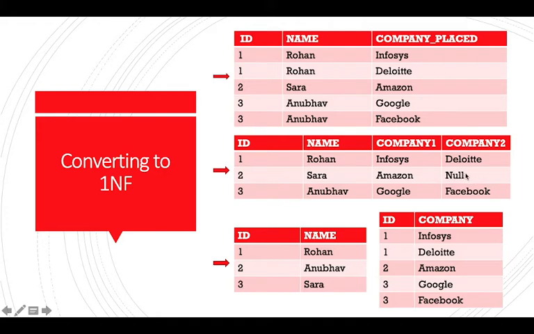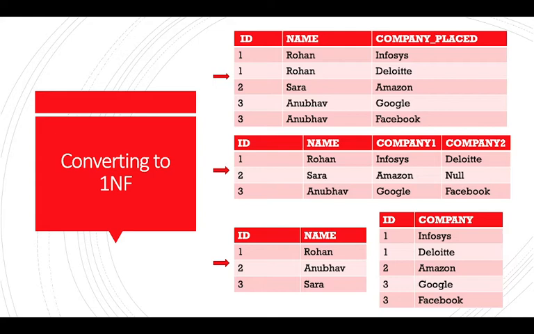But consider here that what if Rohan is placed in say 6 companies and Sarah is placed in one company. So there will be a lot of null values. We'll create a lot of columns, company 1, company 2, company 3, company 4. But in the second tuple there will be a lot of null values. So this isn't the ideal representation because there will be a lot of null values in the table, and we obviously don't want that because it will be very confusing for anyone to access the data.